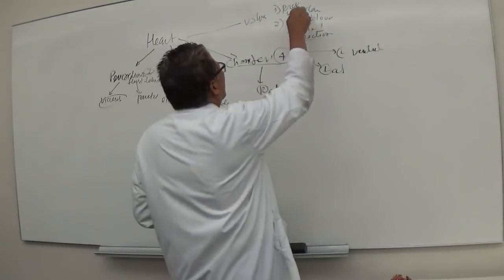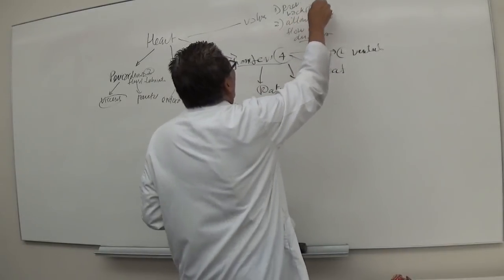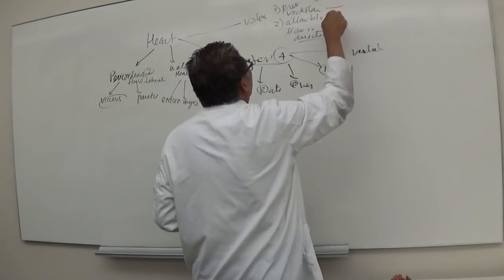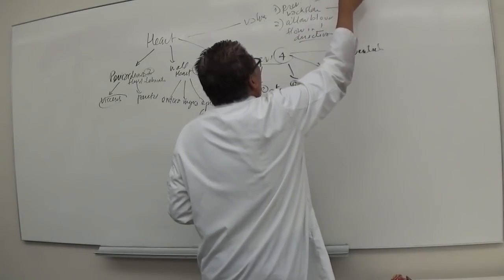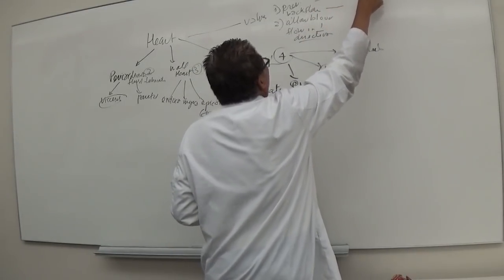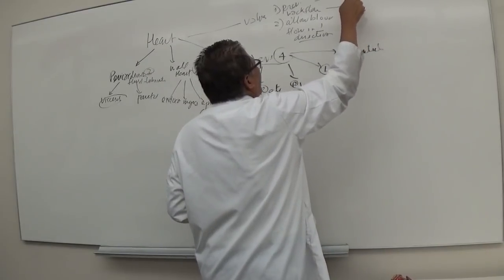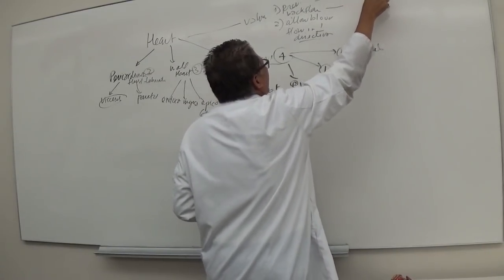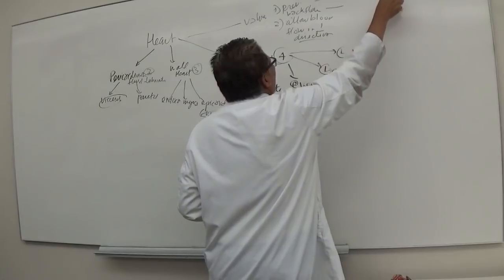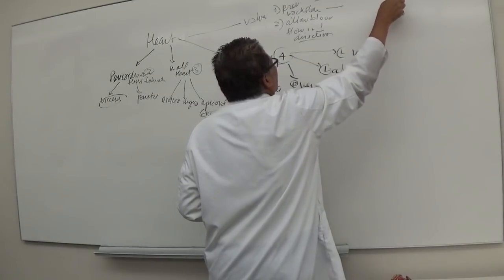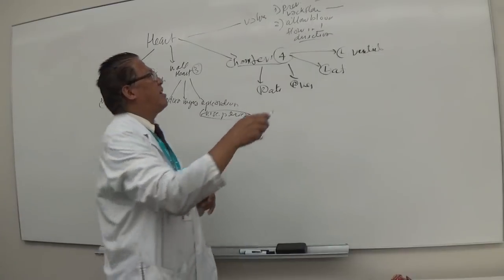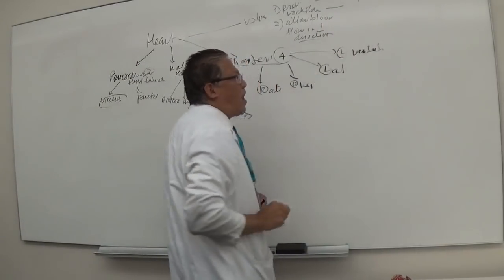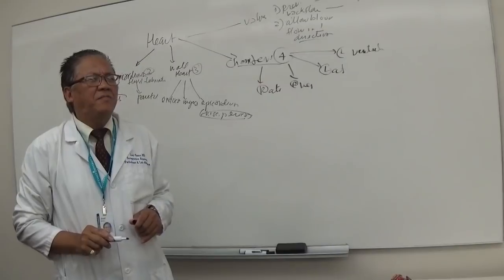Okay. Prevent backflow. Okay, well, how many valves do we have? 4. 2 atrioventricular, which are what? Tricuspid and bicuspid, or otherwise known as what? Mitral. Which one is found between the right atrium and the right ventricle? Which one is found between the left atrium and the left ventricle?